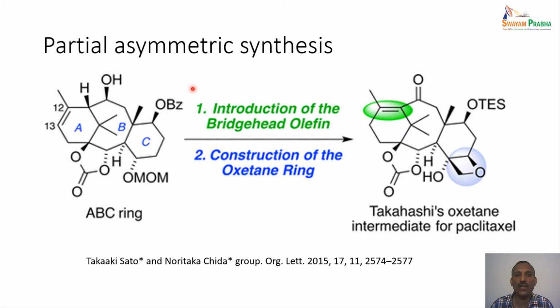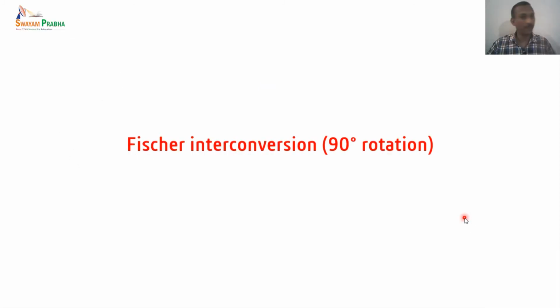So this again is called a partial asymmetric synthesis. So this is how we can actually differentiate between what is a total synthesis, what is a total asymmetric synthesis, and what is a partial asymmetric synthesis. Let us look at Fischer interconversion, basically 90-degree rotation. Why 90-degree rotation gives the other stereoisomer, we will now look.